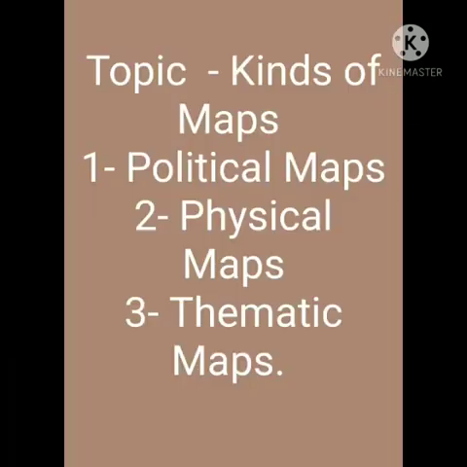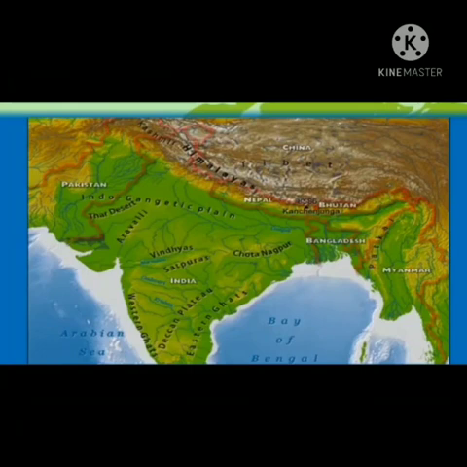Now we will study about kinds of maps. Generally, maps are classified into three types: political map, physical map, and thematic maps. Political map shows political regions such as states, capitals, major cities and towns, national boundaries, etc., as you have seen in the image. Physical maps show natural features of a place such as mountains, hills, rivers, oceans and lakes, as you have seen in the image.